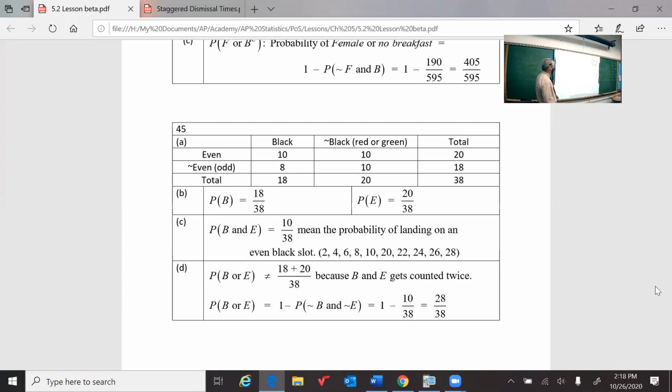Black or even is everything except for not black and odd, except for that 10. So what do you got? 28 out of 38. Okay.